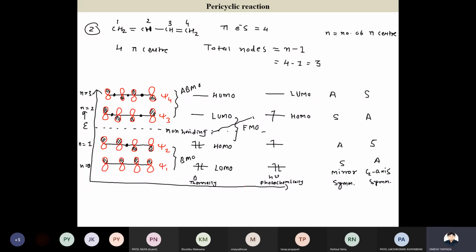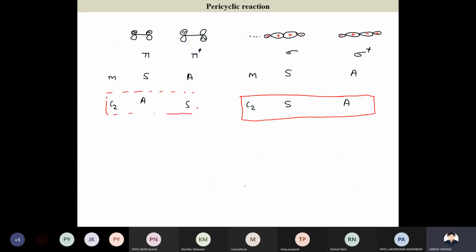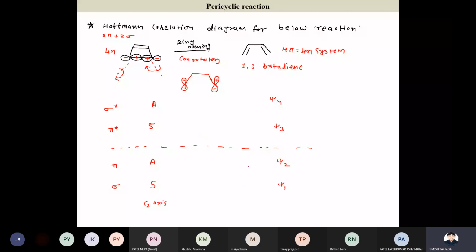Is psi 1 C2 axis symmetric or asymmetric? Asymmetric. Then after that it alternates: symmetric, then asymmetric again. So psi 1 is asymmetric, psi 2 is symmetric, psi 3 is asymmetric, psi 4 is symmetric.